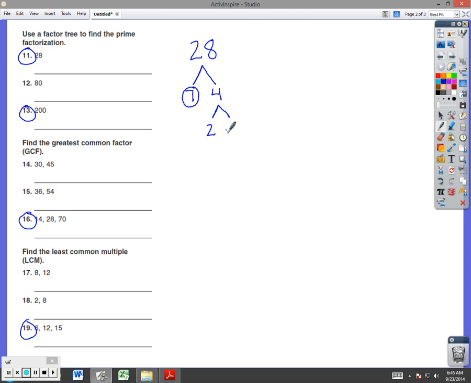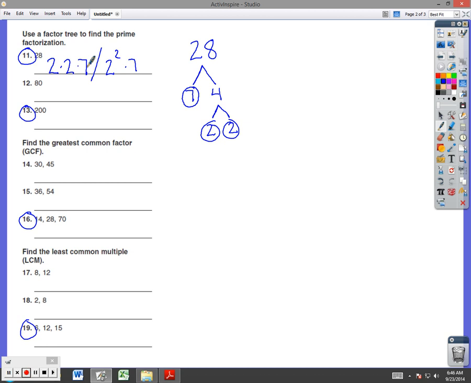4 can be factored out as 2 times 2. They are both prime. I now know as a string of prime numbers, it's 2 times 2 times 7. If I want to write it in exponential notation, it is 2 to the second power times 7.